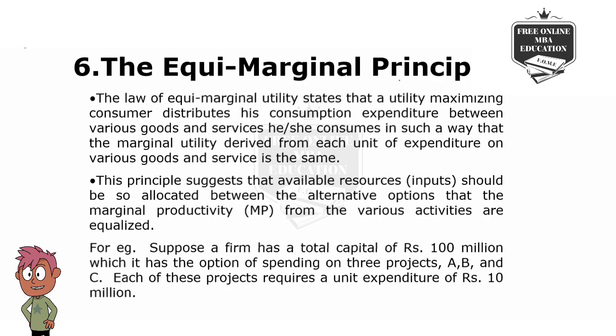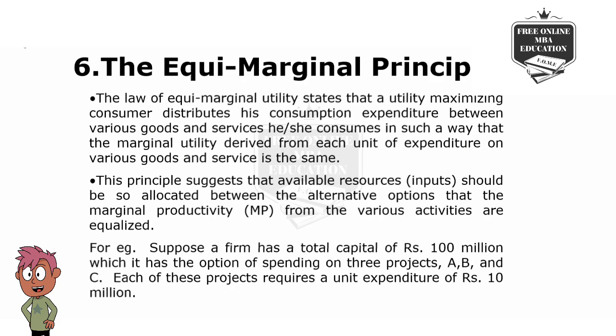Now, the law of equimarginal utility states that a utility maximizing consumer distributes his consumption expenditure between various goods and services in such a way that the marginal utility derived from each unit of expenditure on various goods remains the same. In a very simple manner, let me put it.